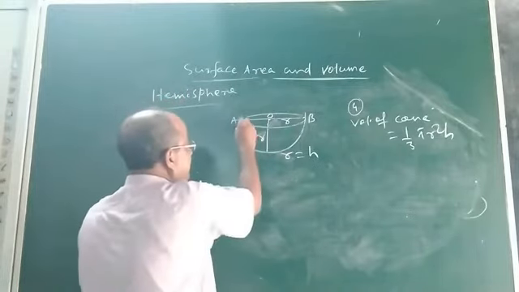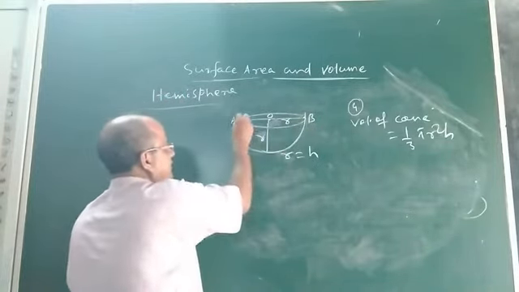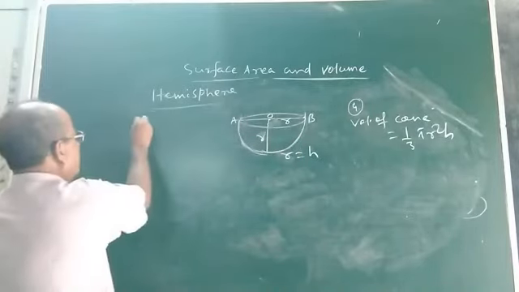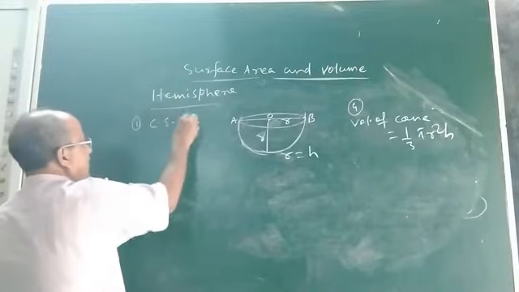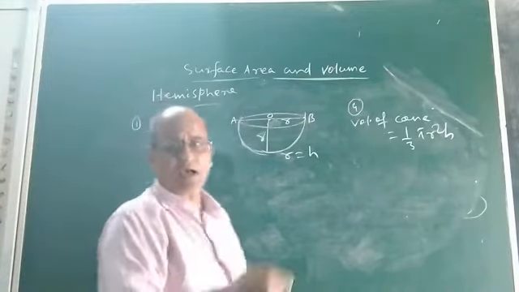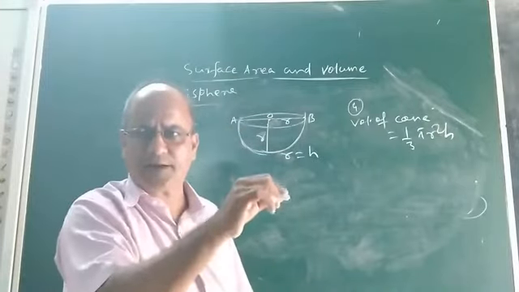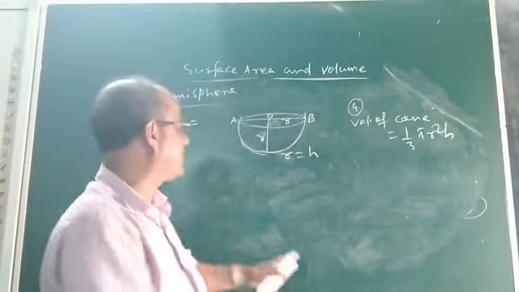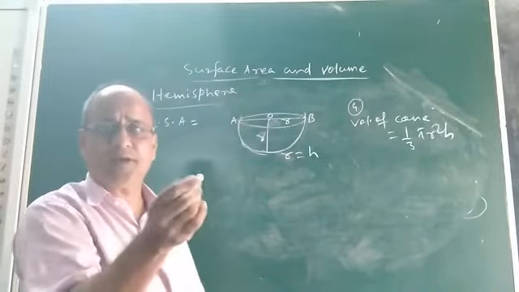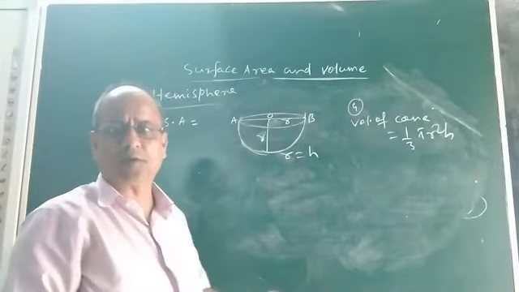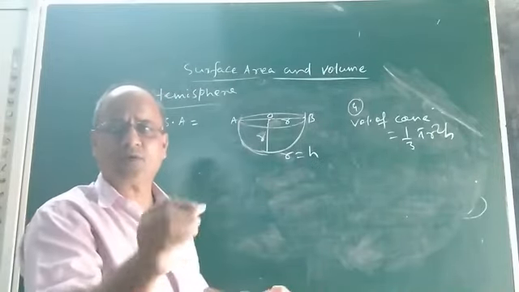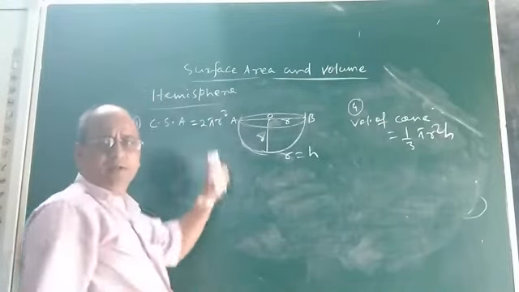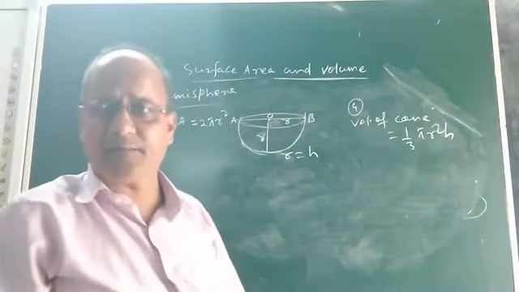Look at this. This is the curved surface of the hemisphere. So what will be its curved surface area? As I just told you, a hemisphere is half of the sphere because the diameter divides the sphere into two equal halves. Each half is called a hemisphere. If the curved surface area of a sphere is 4 pi r square, then the curved surface area of a hemisphere will be 4 pi r square by 2, which is 2 pi r square. This is the formula to find the curved surface area of a hemisphere.